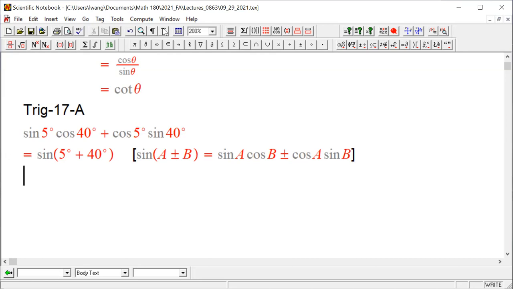So in the end, this equals what? Sine of 45 degrees. So it equals the square root of 2 over 2. Is that what you got? For which number? Number 3. No, I did not. Okay, I did something wrong then.